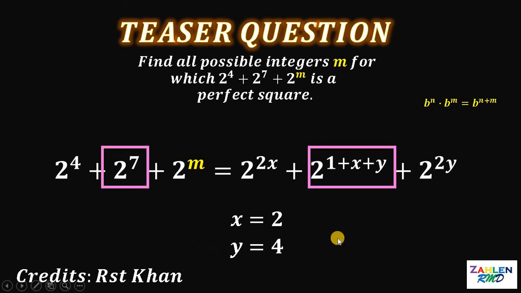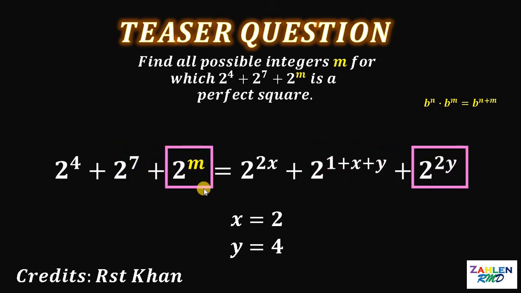And for the last time, let's compare the last terms of our expression. So we have 2^m, and on the right-hand side, we have 2^(2y). Therefore, we can say that m equals 2y. Now, we know that the value of y is 4. So we have m equals 2 times 4, and 2 times 4 will give us 8.